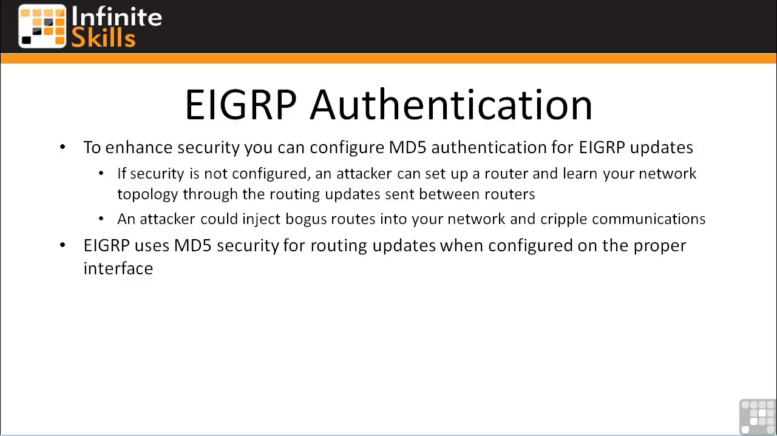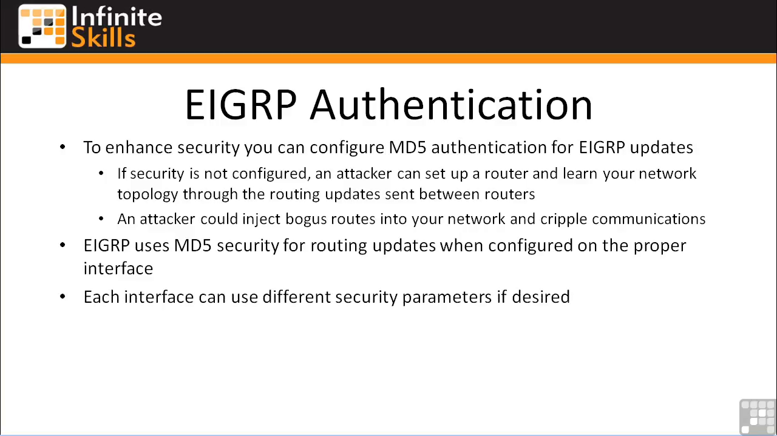Because this is an interface level configuration, each interface can use a different security parameter if you so desire. For example, you might have one MD5 keyring that points out towards your WAN connections. You might have a different, more complex MD5 key that points towards your internal core network routing updates.